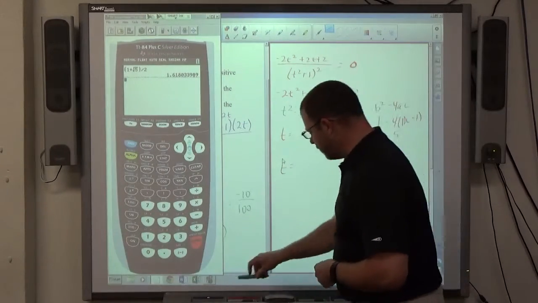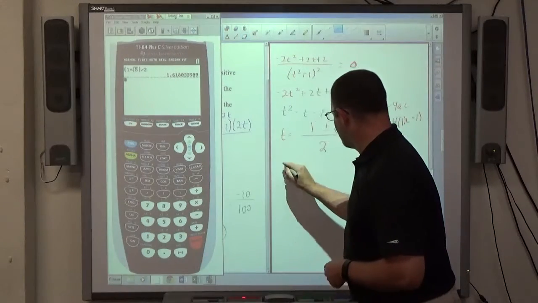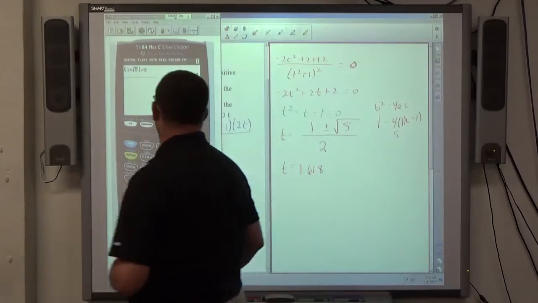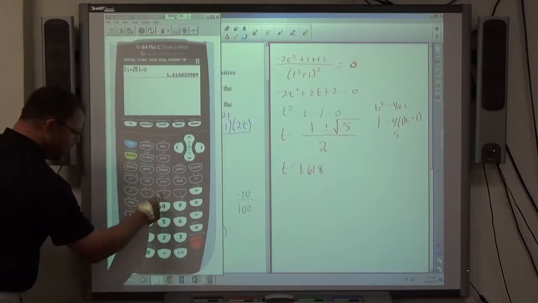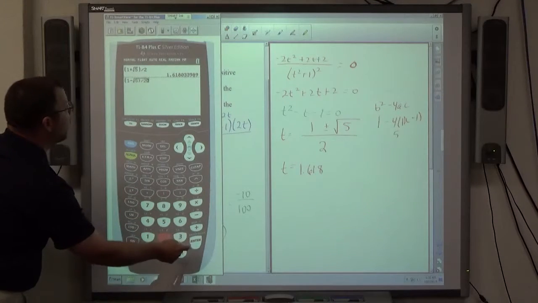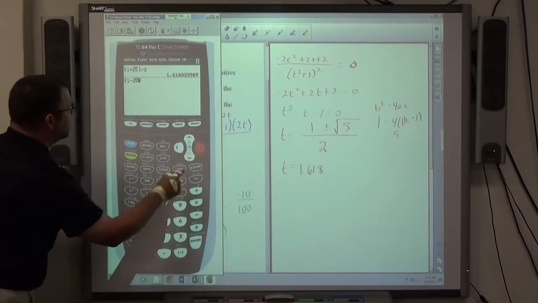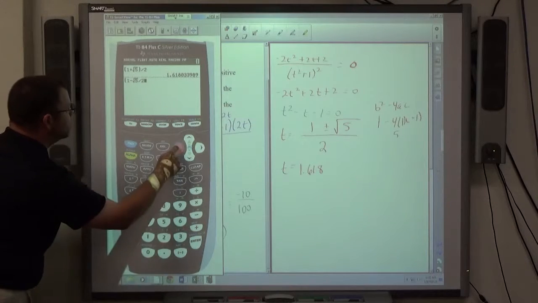Anybody know the significance of 1.618? It's important. Anybody know what 1 minus the square root of 5 over 2 is? Almost. It's negative 0.618. Gotta get used to this calculator. There we go, divided by 2.